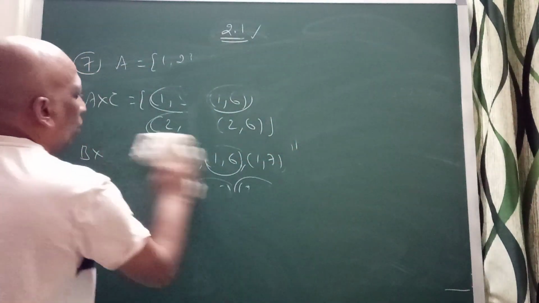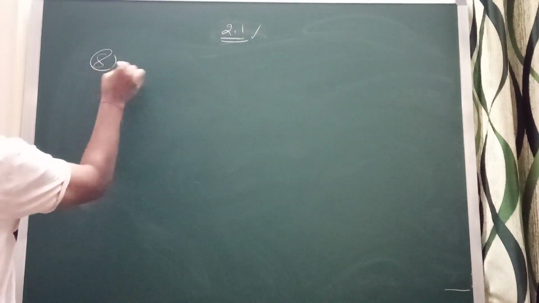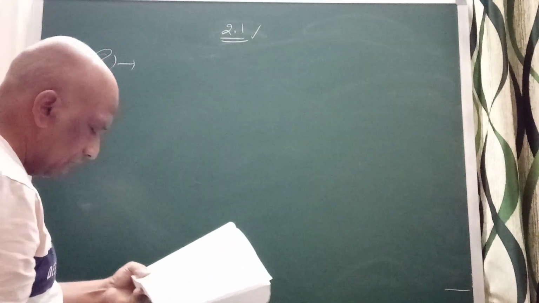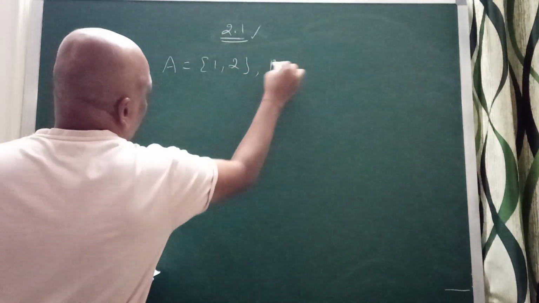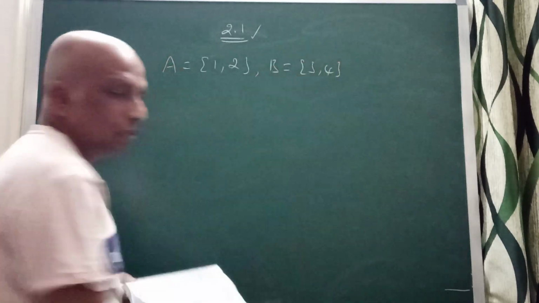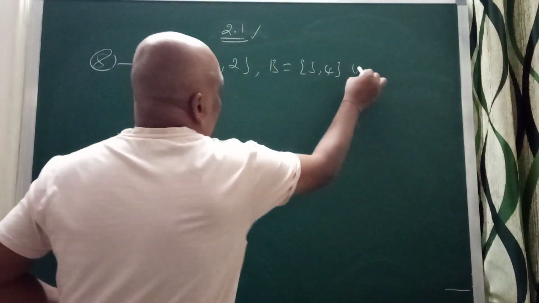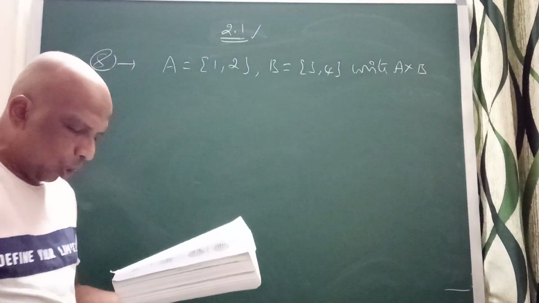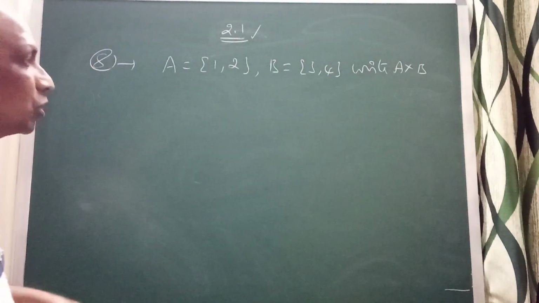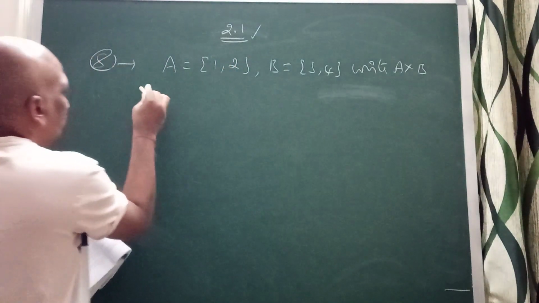You can look into the 8th problem. These are simple problems now. Just the 8th problem. They are given A equal to {1, 2}, B equal to {3, 4}. Write A cross B. They are asking to write A cross B. How many subsets will A cross B have? List them.